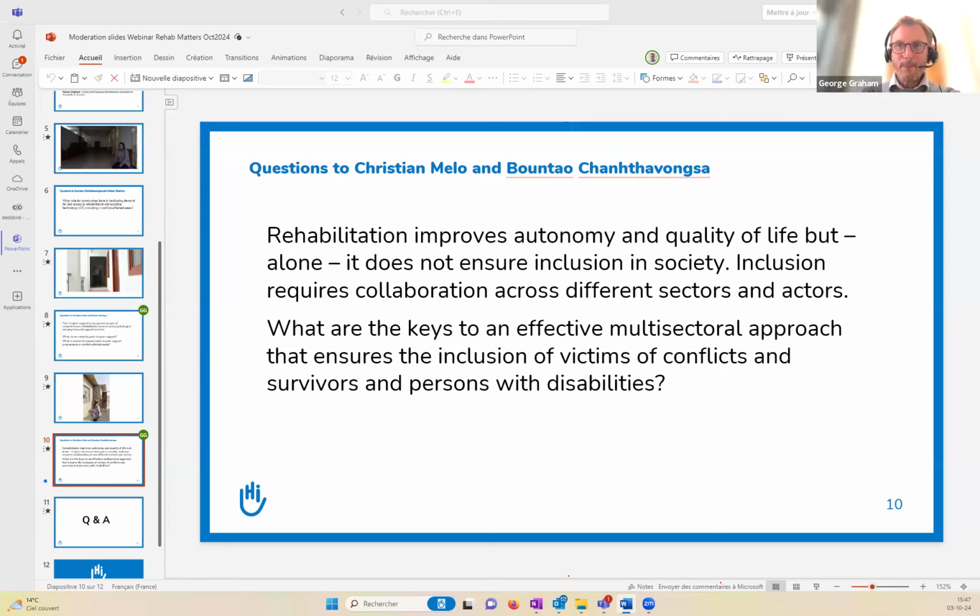So this is what we implemented in Laos. We have a technical working group meeting on victim assistance every 3 months to discuss how we can lead the victim assistance work and ensure that all these UXO survivors are integrated into their, what we call, frameworks.